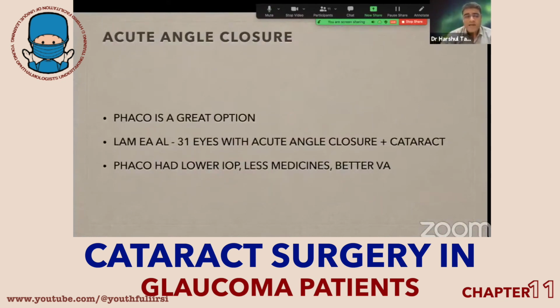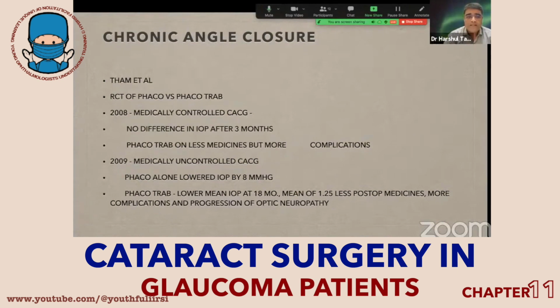There was a study by Lam et al. for acute angle closure glaucoma patients who had angle closure along with cataract. They also showed that phaco is a great option. Phaco patients had lower IOP, fewer medicines were required, and they had better visual acuity. Another study on chronic angle closure glaucoma also showed that phaco had a good effect.